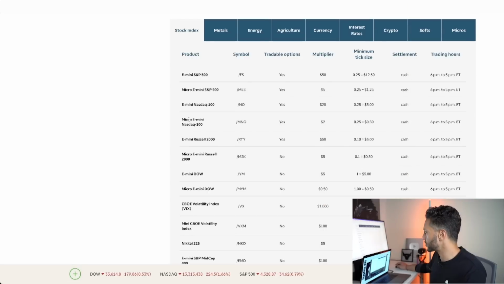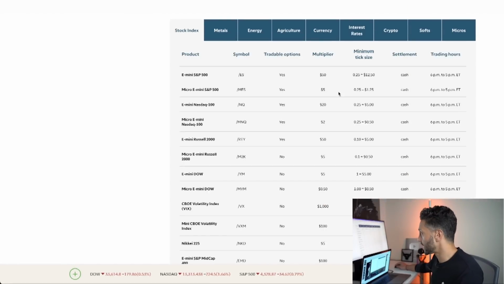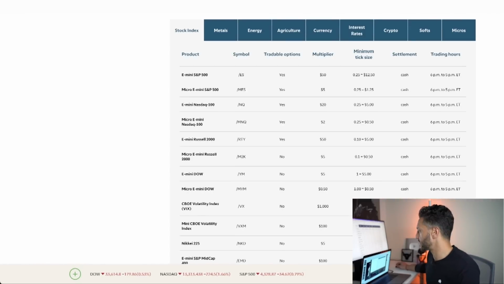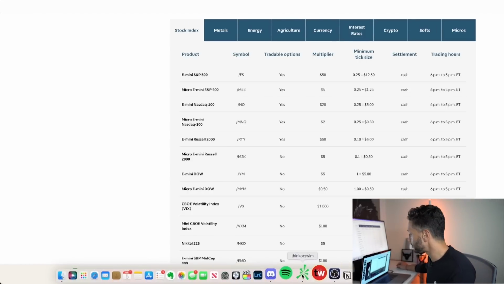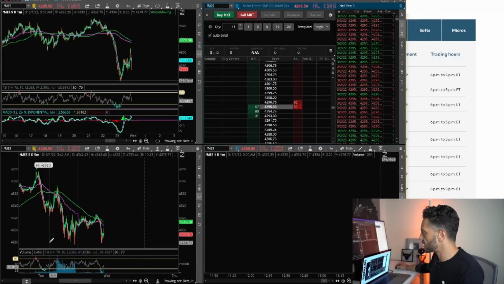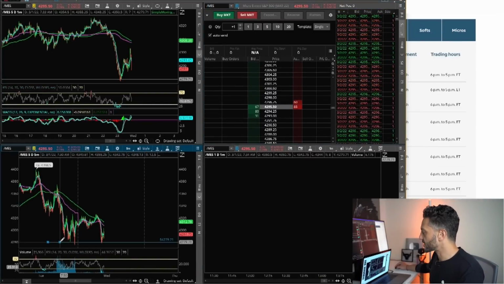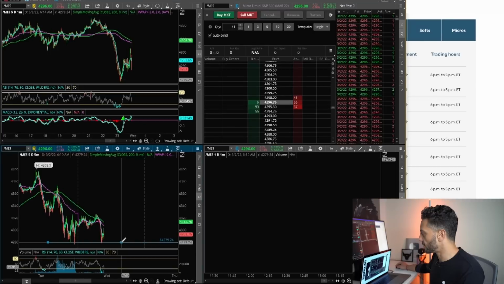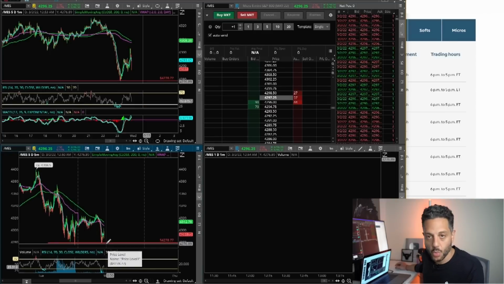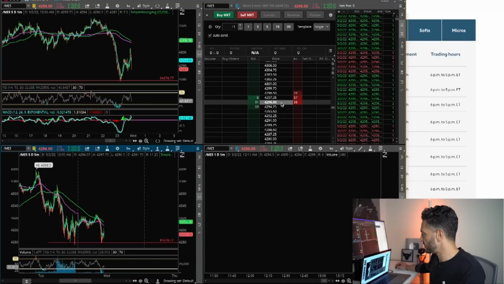In this case, we want to trade the micro E-mini S&P 500, the lesser ones, which represent a $5 move for every point that the S&P 500 goes up or down. And we want to trade those. So in this case, if I look at the MES right now, I can actually see that it is creating a double bottom. So this would be a potential scenario in which I would want to long the S&P 500.